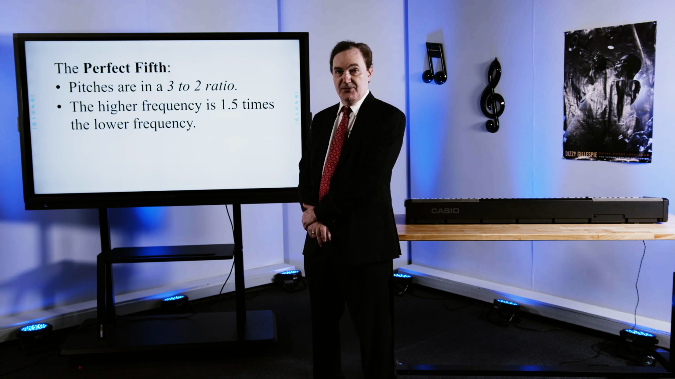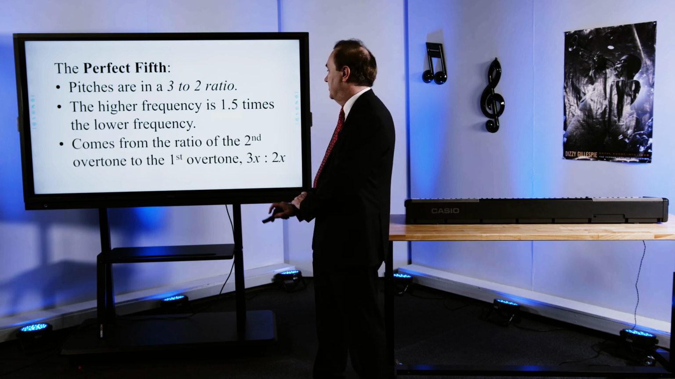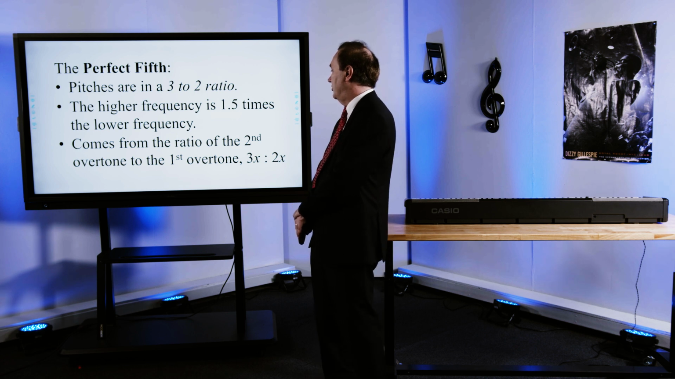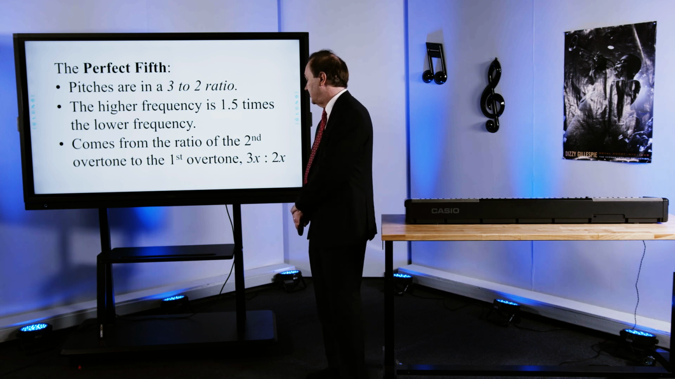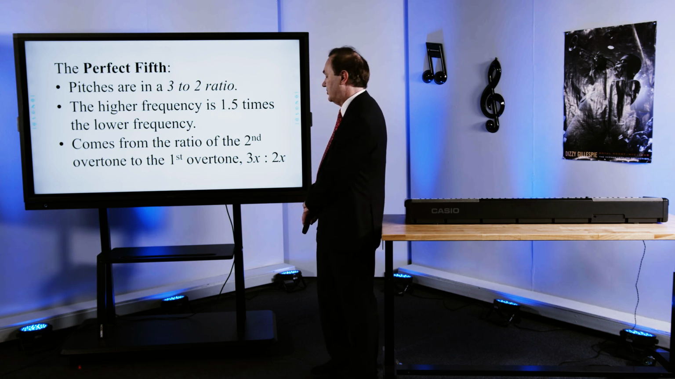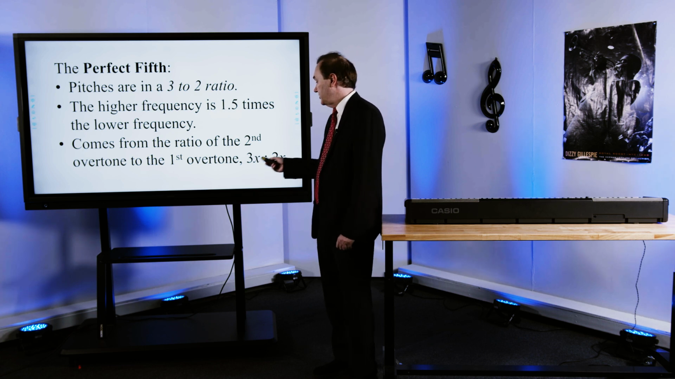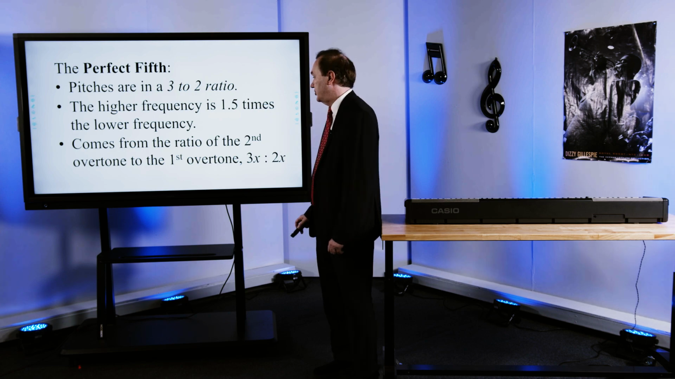Now, this also comes from the overtone series. Specifically, it comes from the ratio of the second overtone to the first overtone. So again, if the fundamental frequency is x, your first overtone is 2x, your second overtone is 3x. We take the ratio, 3x to 2x, the x's cancel, you get 3-to-2. That's your perfect fifth ratio.